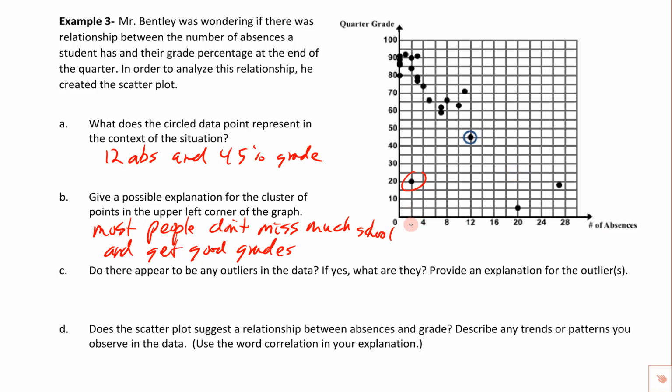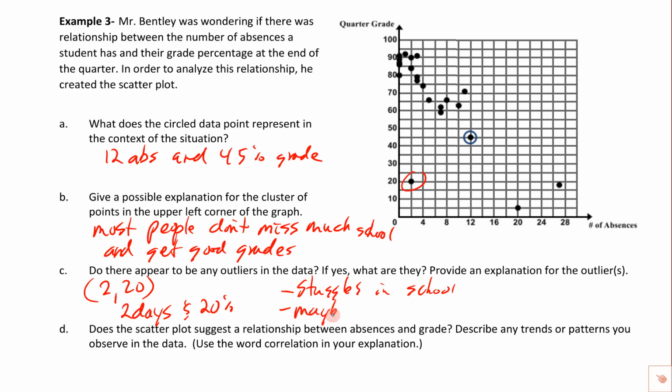So this would be somebody who missed 2 days of school and they got a 20%. So this one, 2 comma 20, 2 days and 20%. So that's our outlier, and if we tried to explain that, that might be somebody who just struggles in school. Something that happens quite often, maybe they were sick the previous year. They broke their leg or something like that, and they missed a whole bunch of time.